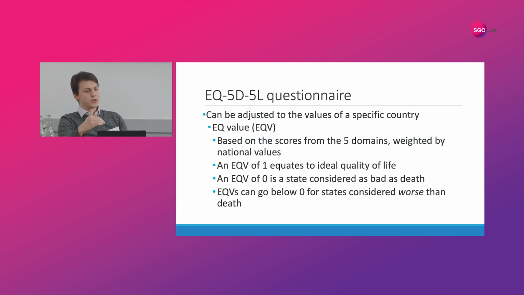So the way that we do that weighting is we create something called an EQ value based on the scores from the 5 domains. An EQ value of 1 is equated to ideal quality of life. 0 is a state that's considered to be as bad as death. And for most countries, it can go below 0, where they might consider a state to be worse than death.